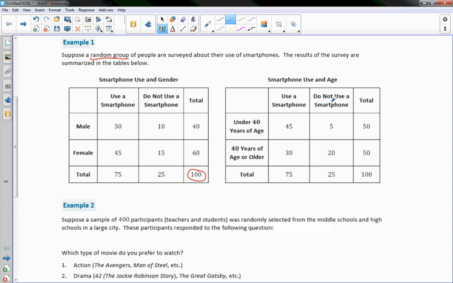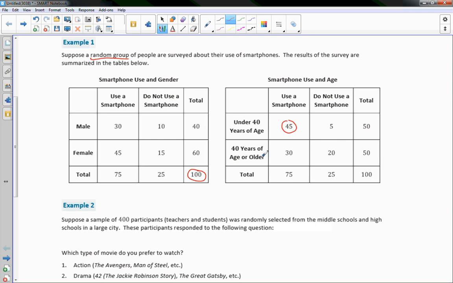And the same goes with over here. But this difference is under age 40, 40 years and older. Use and don't use. So 45 out of 50 people under the age of 40 use smartphones, but only 5 out of 50 under the age of 40 do not. Once you hit the age of 40, if you were over 40, 30 said they use a smartphone, 20 said they did not. So it appears that younger people tend to use smartphones more so than older people.